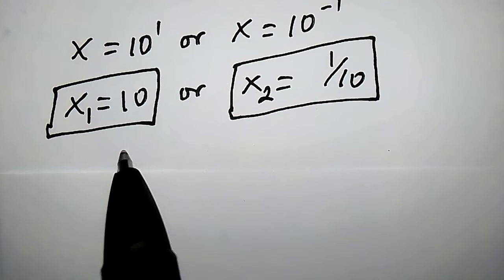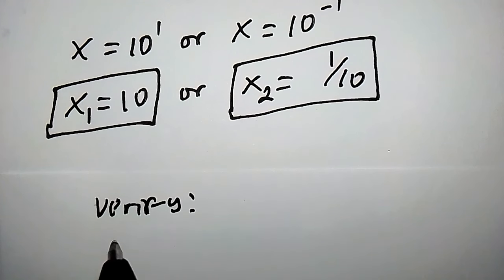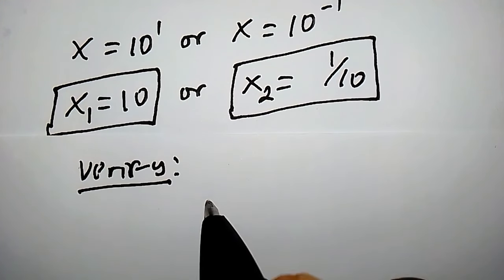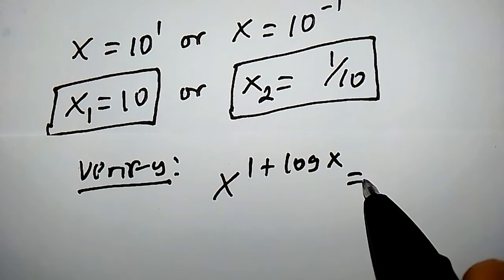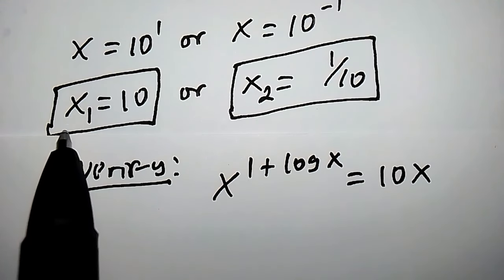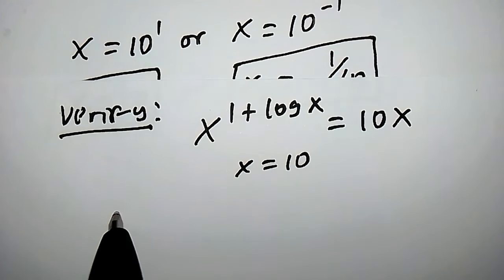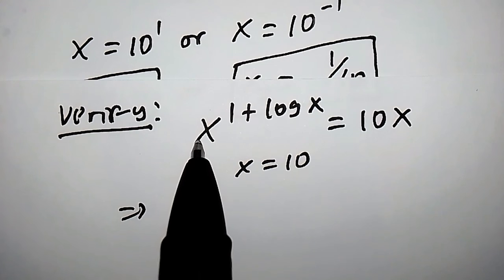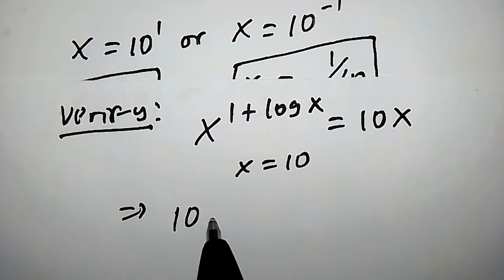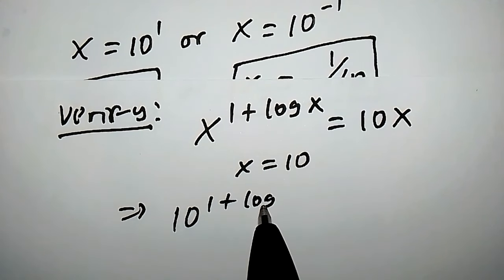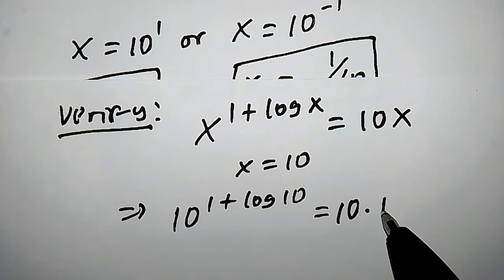Let us verify if these answers are correct. Verify. The original question says x raised to 1 plus log x is equal to 10x. Let us verify when x equals 10. When x is equal to 10, anywhere we see x, we have to replace it with 10. So we have 10 raised to 1 plus log 10 equal to 10 times 10.